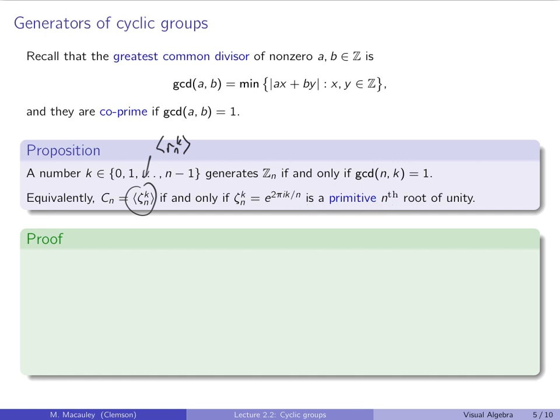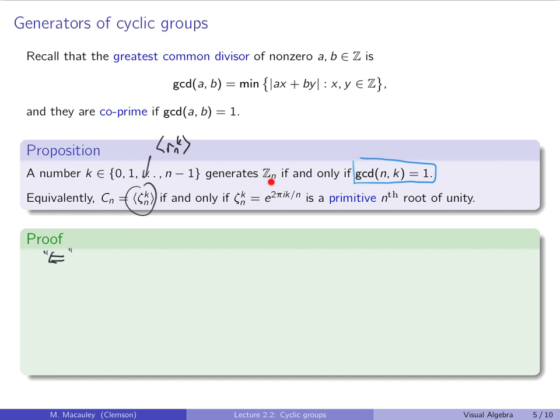So let's prove this. So let's do the backwards direction. I'm going to leave the forward direction as an exercise. It's not much different than the backwards direction, but let me start with this. So let's assume that the GCD of n and k is equal to 1. How would we show that k generates Zn?